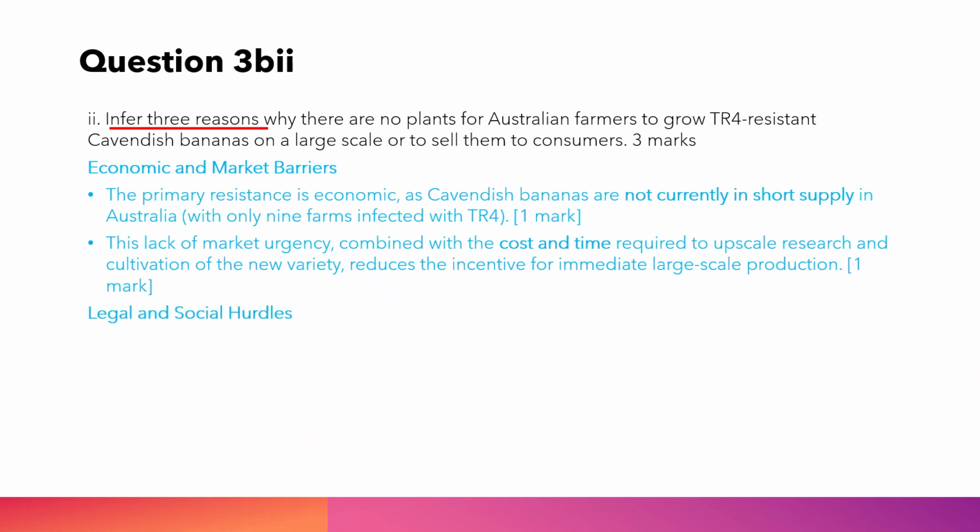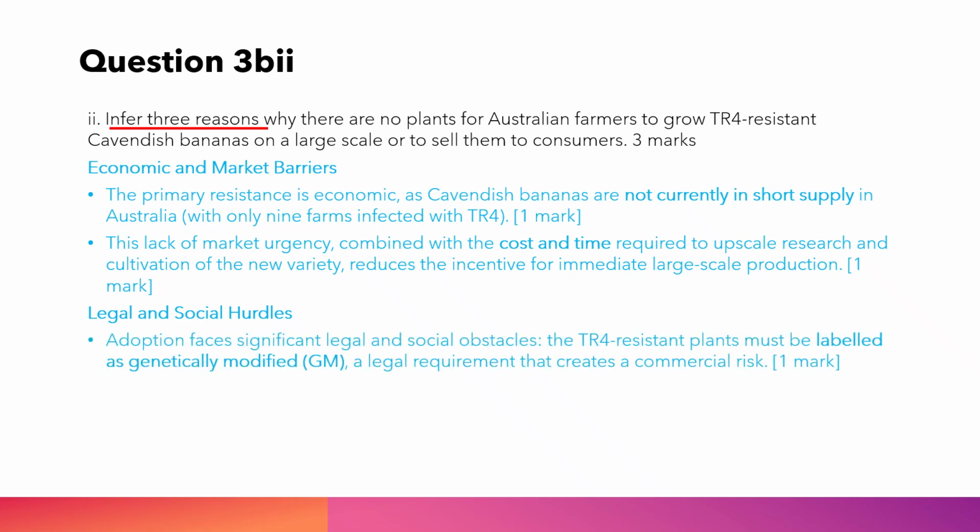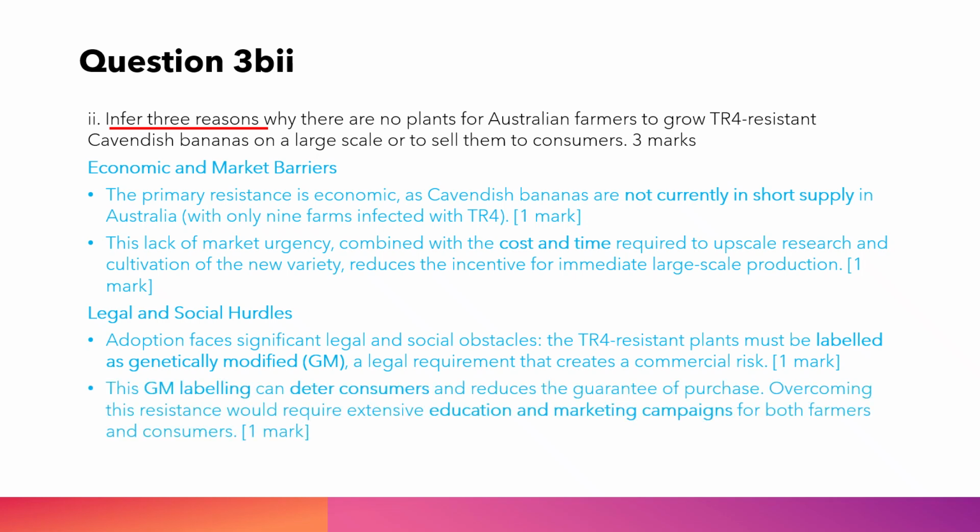Legal and social hurdles: adoption faces significant legal and social obstacles. The TR4-resistant plants must be labeled as genetically modified, GM, a legal requirement that creates a commercial risk. This GM labeling can deter consumers and reduce the guarantee of purchase. Overcoming this resistance would require extensive education and marketing campaigns for both farmers and consumers.